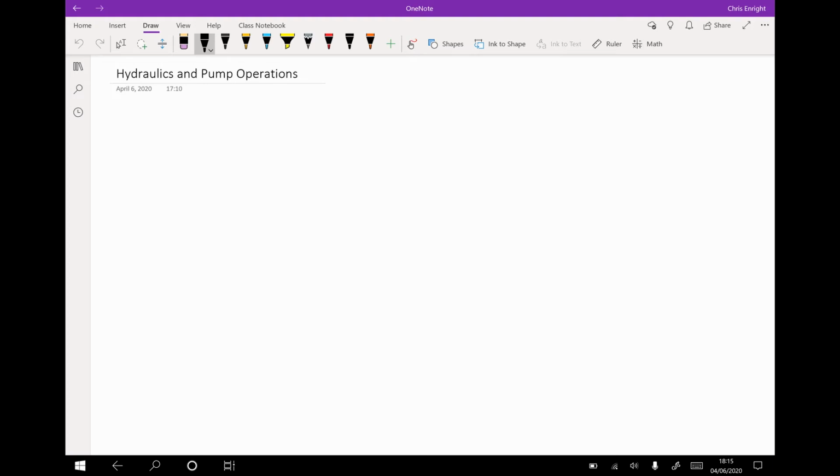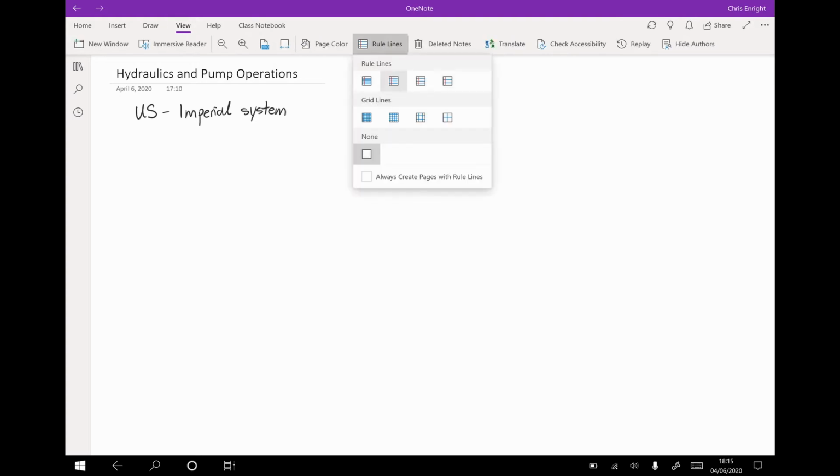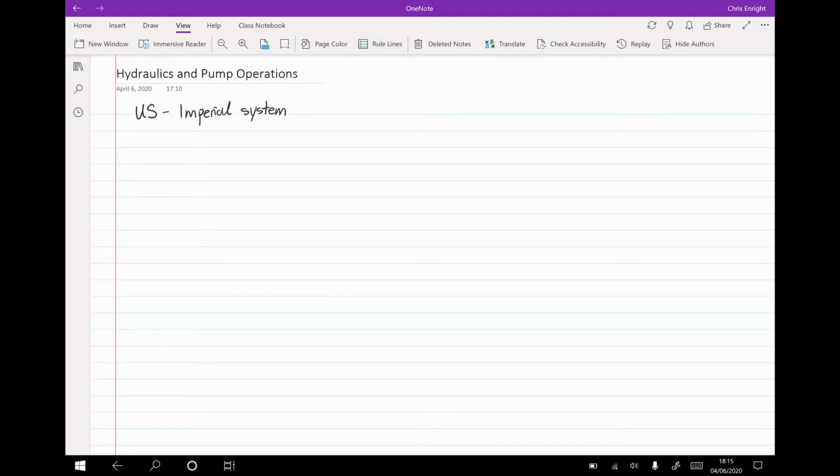So just note, this is a U.S. Imperial system equation, not metric. I understand metric is easier to work with and you can get away with a lot more that way, but we're using PSI on all of our trucks, so we're going to do everything in PSI just for the simplicity of the system and what we need.